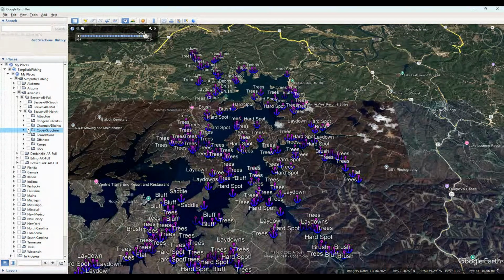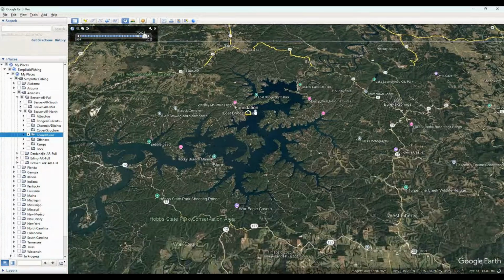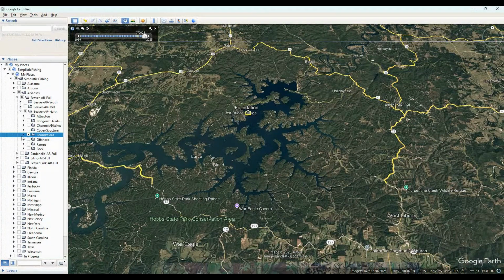Your cover and structure, same type thing. Notice in this area too, you've got a lot of trees. So again, if you're looking at fishing flooded trees, you've got a pretty good idea of where most of that stuff is. You've got those hard spots that we talked about. You've got some saddles too that you could take a look at. So several different things that you could go and just play around with, see what you can find. Not too many foundations in this one. Looks like we just got one little foundation there on the north side.